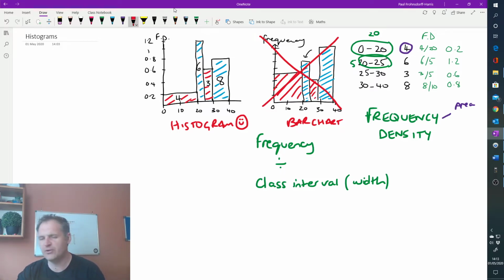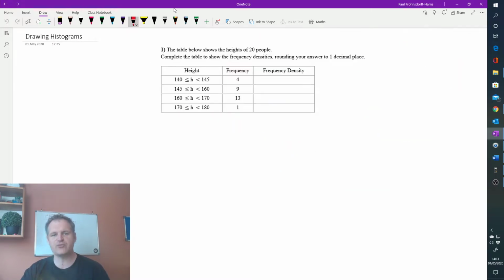What I'm going to try and do is go through a few questions just to make it clear how this would work. So this question says, the table shows the heights of 20 people. Complete the table to show the frequency densities, rounding your answer to one decimal place. Now, the first thing I've taught you is that frequency density is your frequency divided by the class width or class interval.